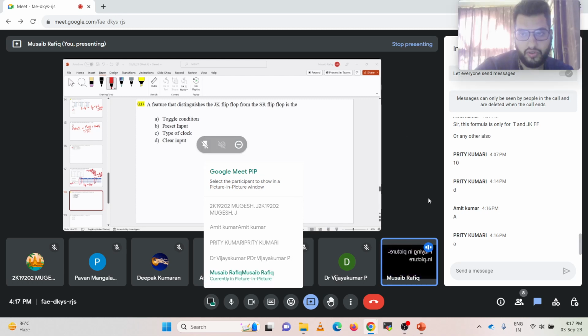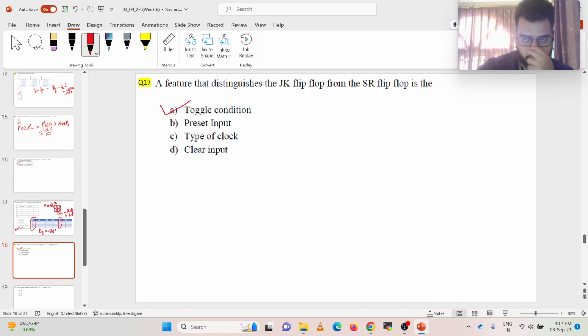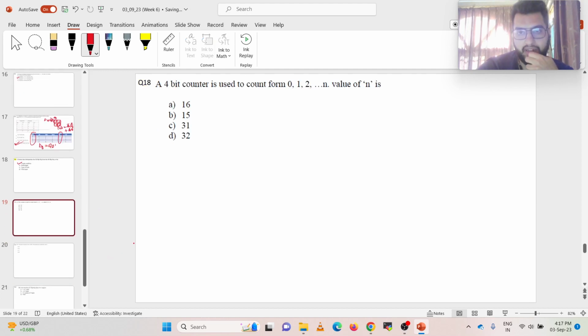So as most of you have written it, the feature that distinguishes JK flip-flop from the SR flip-flop is the toggling condition. The toggling condition is not present in SR flip-flop. It's only present in JK flip-flop. Now towards question number 18.